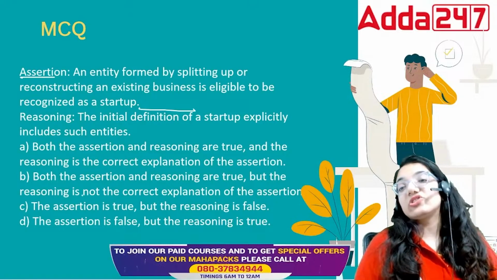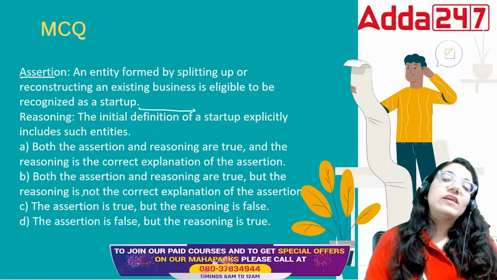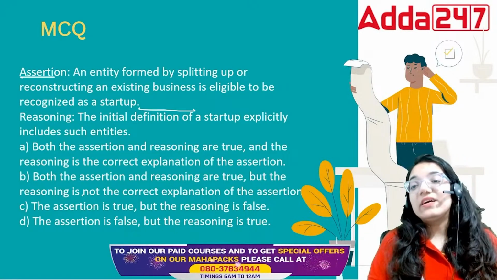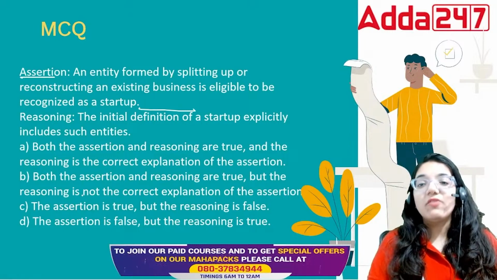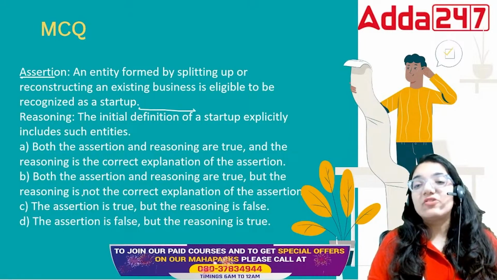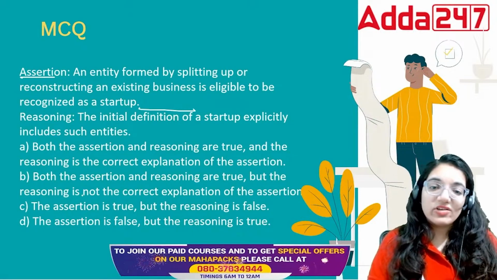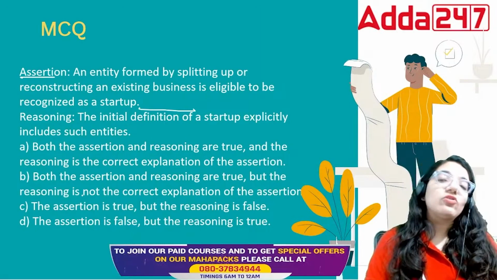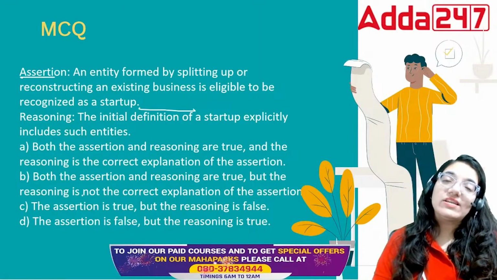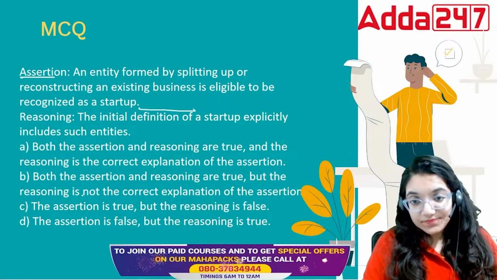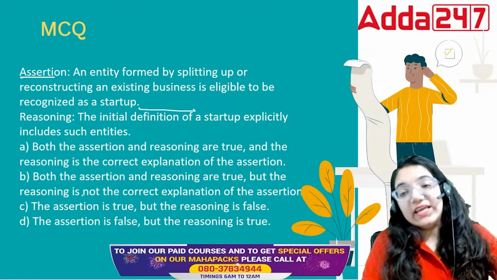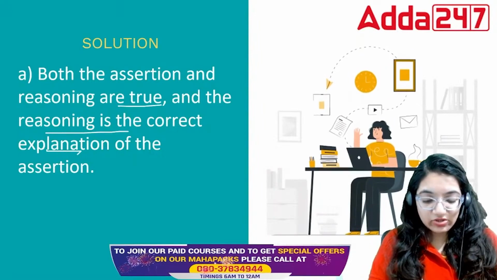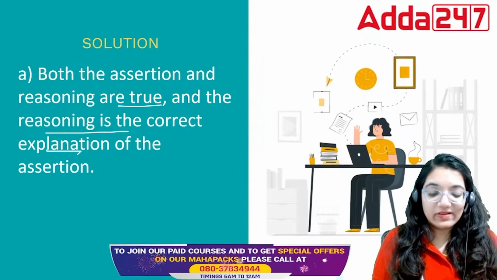Chale. Now, assertion says that an entity formed by splitting up or reconstructing an existing eligible business is eligible to be recognized as startup. The initial definition of startup explicitly includes such entities. Both the assertion and reasoning are true, and the reasoning is correct explanation of the assertion. When you talk about splitting up a particular organization and reconstructing it, changing it altogether, when you talk about startups now, it is considered as a startup. Okay? When you're changing your business, you're trying to grow it further, it would be considered here.